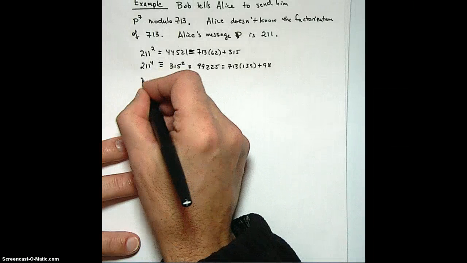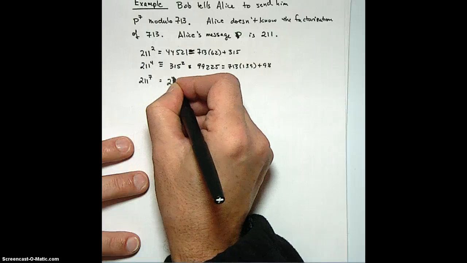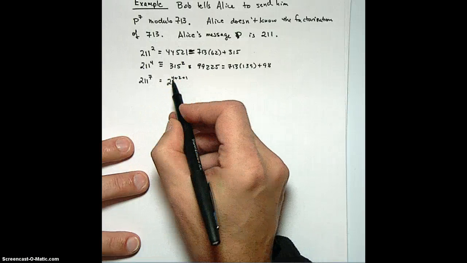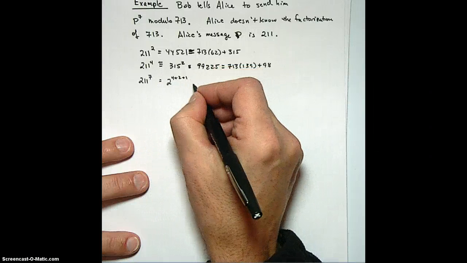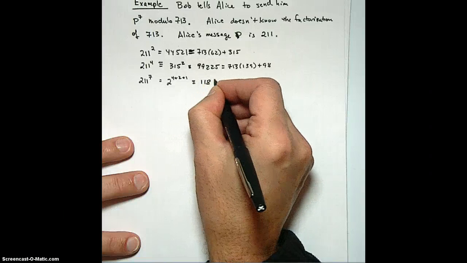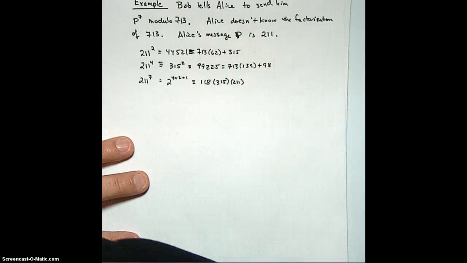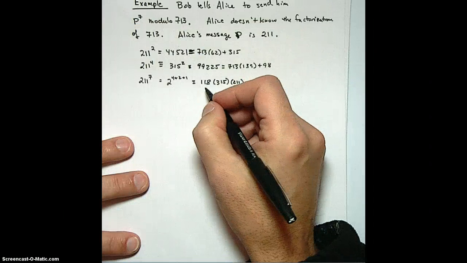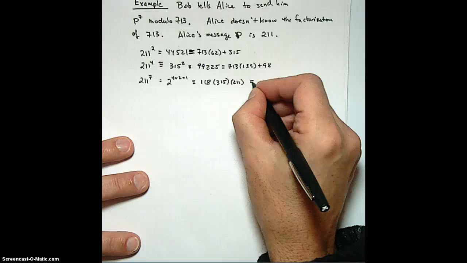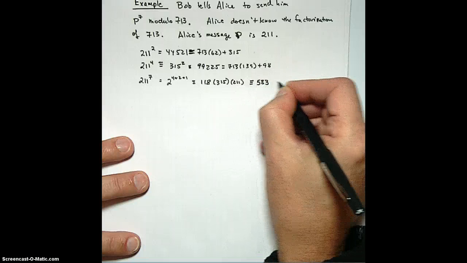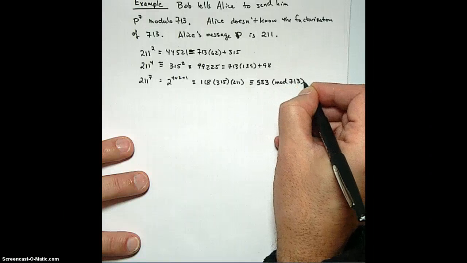So 211 to the 7th, which is 2 to the 4 plus 2 plus 1. So here we've worked out the binary representation of 7. This is congruent to 98 times 315 times 211 modulo 713. And to make a long story short, this is congruent to 583 mod 713. Okay.